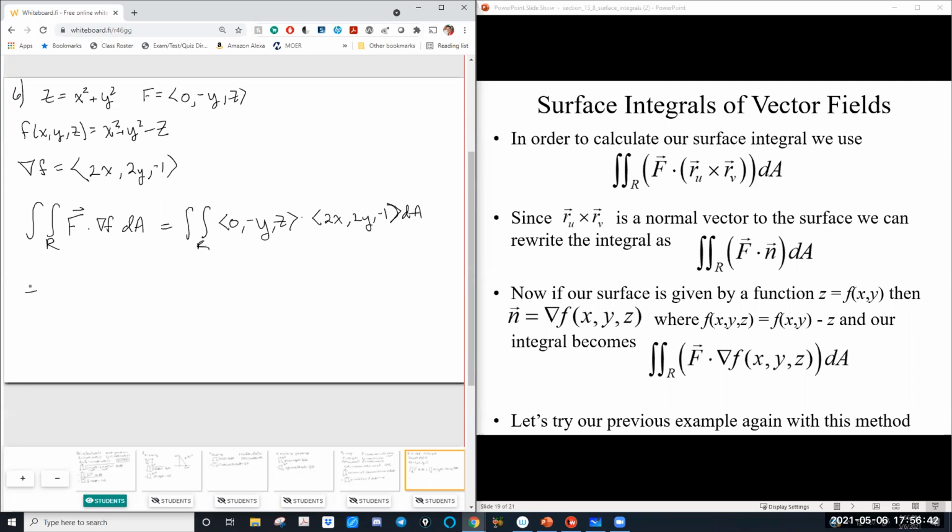Let's get the dot product out of the way first. So the dot product, nothing crazy going on there. It's just multiplying corresponding parts. 0 times 2x is 0, plus negative y times 2y, so minus 2y squared, and z times negative 1, so plus a negative z.